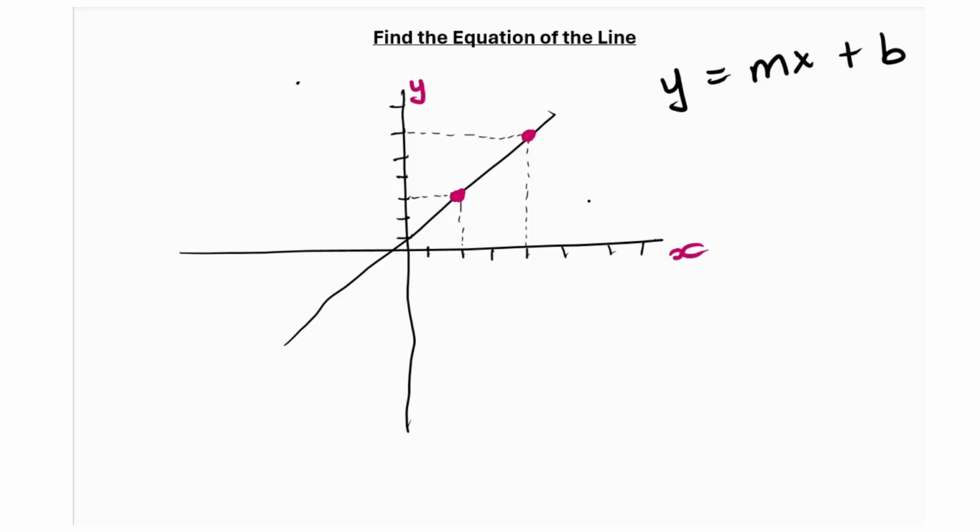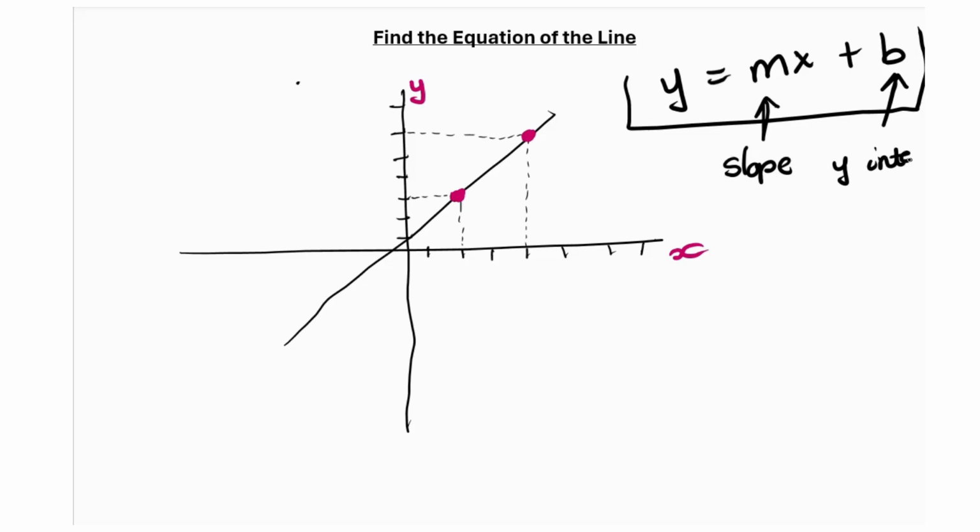In this video, we are going to talk about finding the equation of the line. So what we have here is called the slope-intercept form, where m represents the slope and b represents the y-intercept. This means where our graph crosses the y-axis. So let's find the y-intercept first, which is the b.